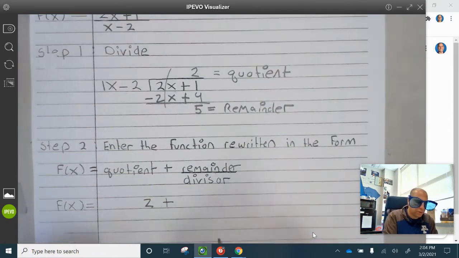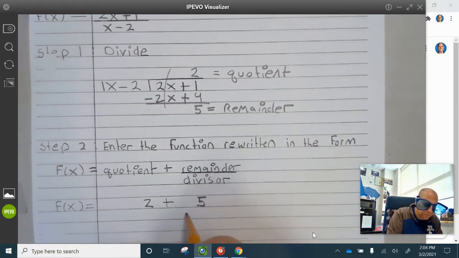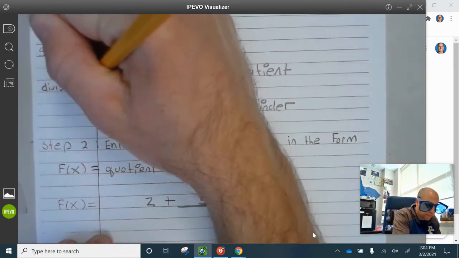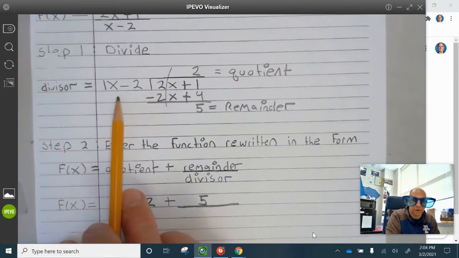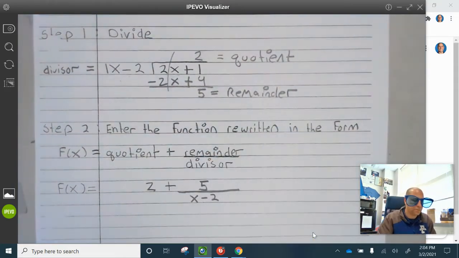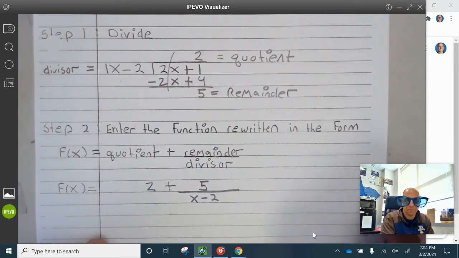Okay? So that's 2 plus the remainder, which is 5, divided by the divisor, which is here. The divisor is this right here. So 5 divided by x minus 2. Okay? Go ahead and finish up step 2.